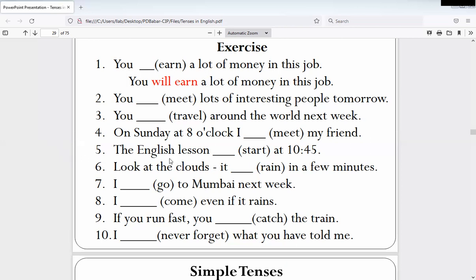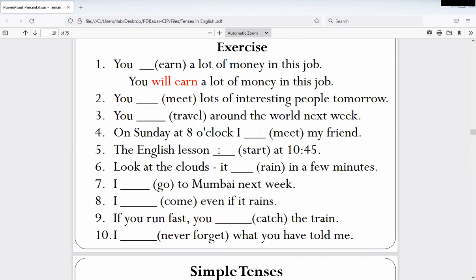The fifth sentence is, the English lesson (start) at 10:45. The English lesson will start. So it is going to start at 10:45, quarter to 11. So that's why we will use here, the English lesson will start at 10:45.